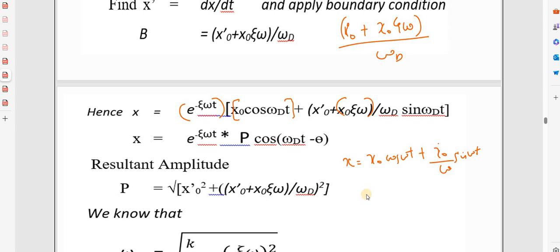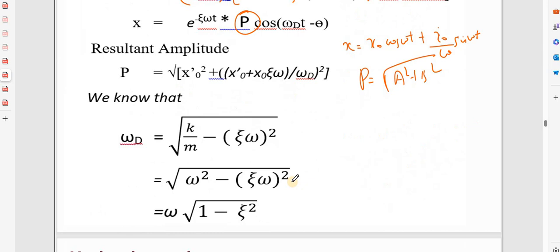Then I can just find the amplitude. The amplitude p is equal to root of a square plus b square. This I can find out.